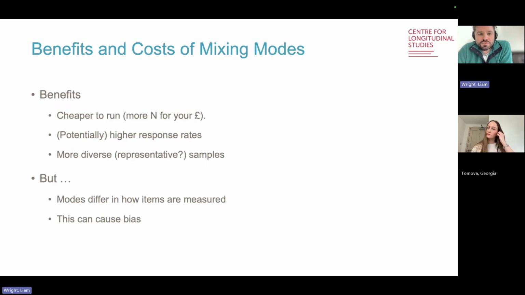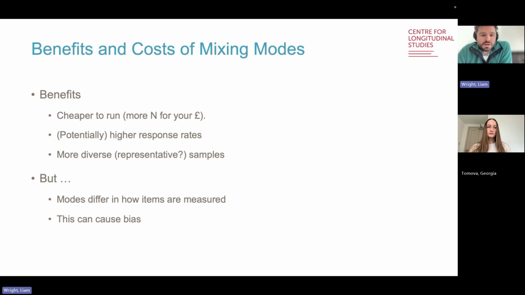Now, there's benefits of mixing modes, but there's also costs. The benefits are that it's cheaper to run. You can push people towards the cheapest mode to begin with, and so if you've got a finite amount of money, you can get more sample for your buck. Another benefit is that you potentially have higher response rates. If you offer people a set of modes and some are more convenient than others, then people might be more likely to respond in those more convenient modes, whereas they might have just not answered at all if you just offered the less convenient mode.